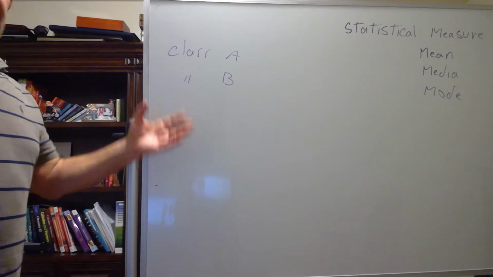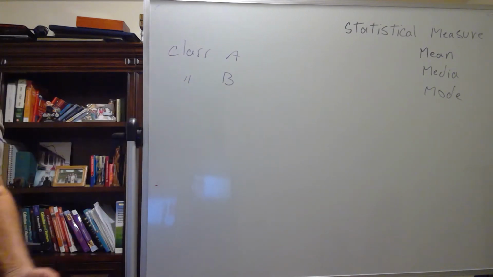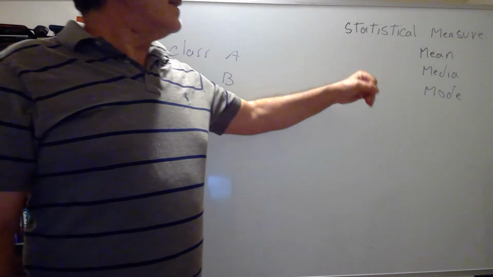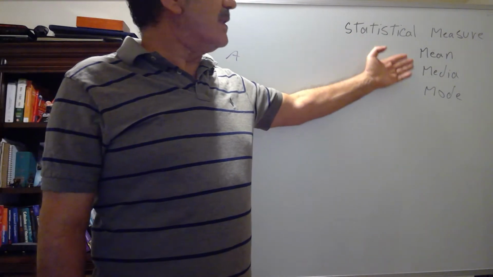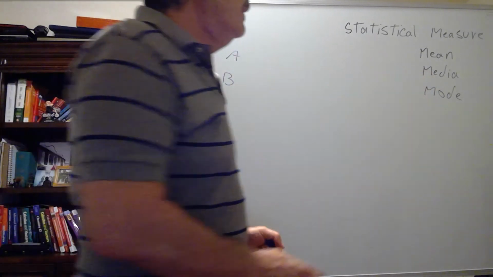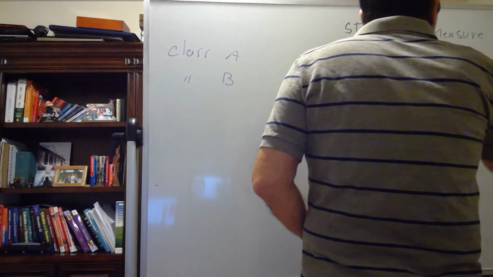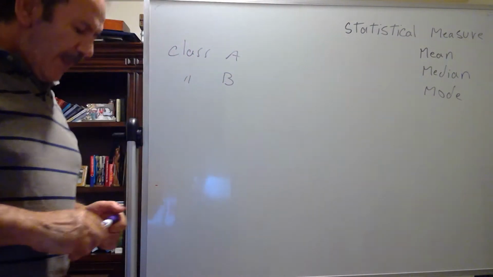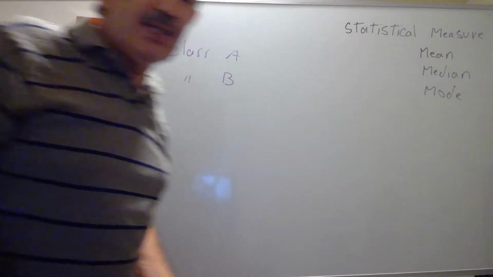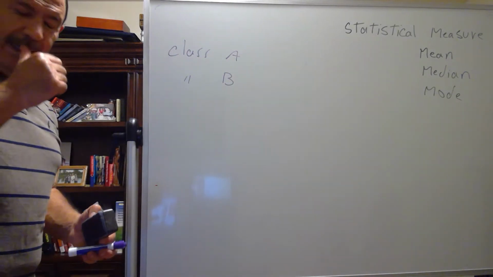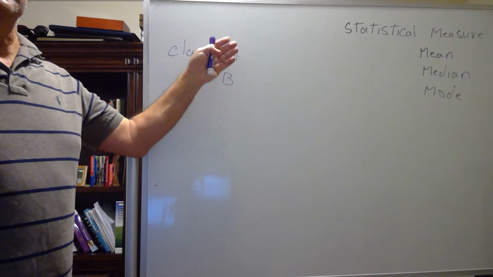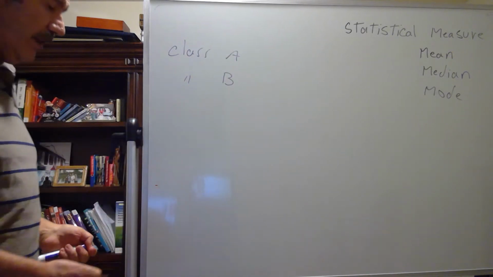So for comparing these types of things, we use statistical measures, and we have these three terms: mean, median, and mode. Mean, median, and mode. What is the mean? Mean or average. If we add the whole data in one category and divide by the number of data.